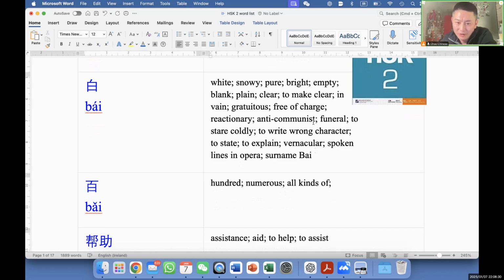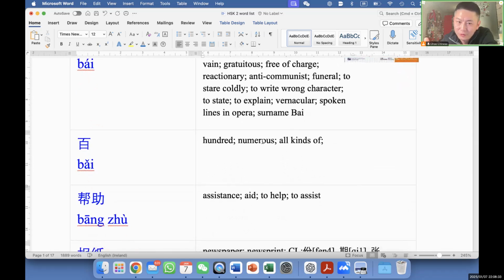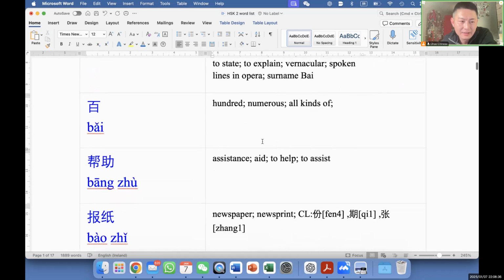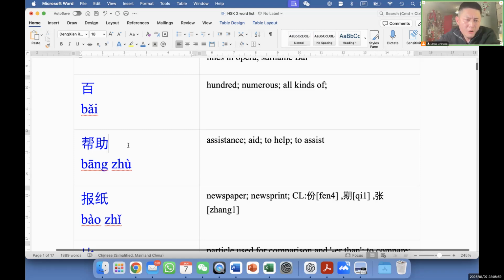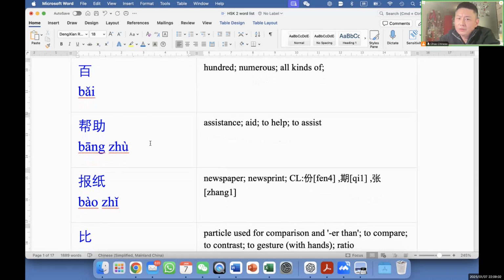Anyhow, let's move on. Okay, 百, 100, numerous, of course, all kinds of 百. 帮助, to help. 帮助 is quite a solid word, okay? And it doesn't just mean the verb help, 我帮助你. It also means the noun, like 谢谢你的帮助, thanks for your help. But more often in colloquial speaking, we use the word 帮 on its own to mean 帮助.